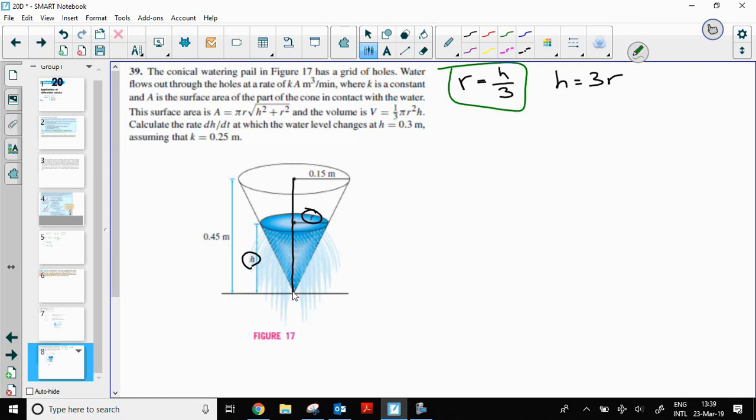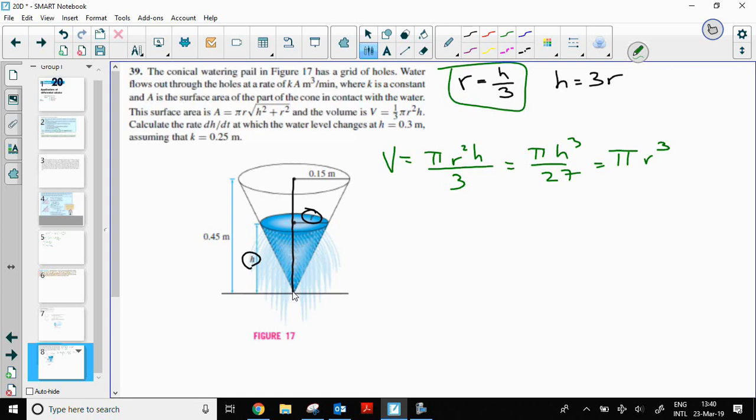Let's start writing down some stuff that's going on here. So we've got a volume of water, and it is a cone. They give us in this problem that the volume of a cone is equal to pi r squared h over 3. Using the substitutions above, we could rewrite that in two different ways. It could be pi h cubed over 27, or it could just be pi r cubed.